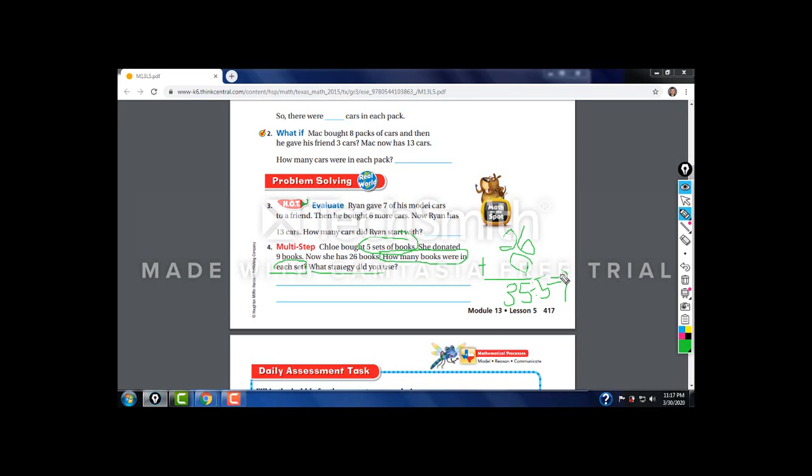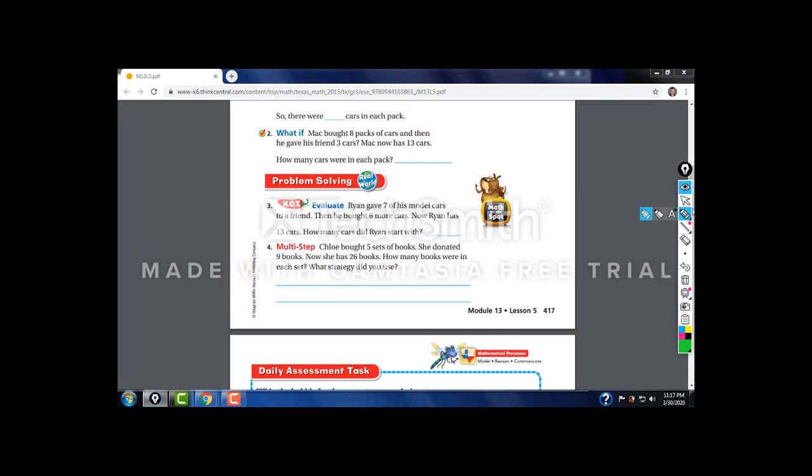Notice how you just use the information they give you, work it out step by step, and just analyze it like we just did right now. She has 26 books now, but she donated 9. And there were 5 sets that she bought. So again, you just go through the steps and you should be successful, and I know you will be successful. And if you have any other questions, just rewind the video and analyze what we did.